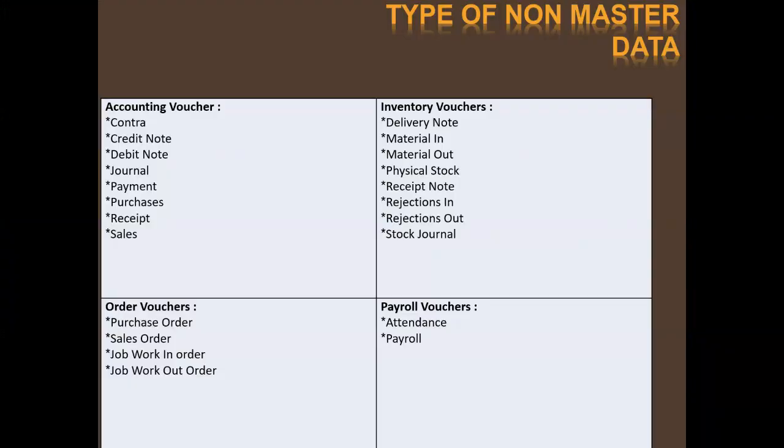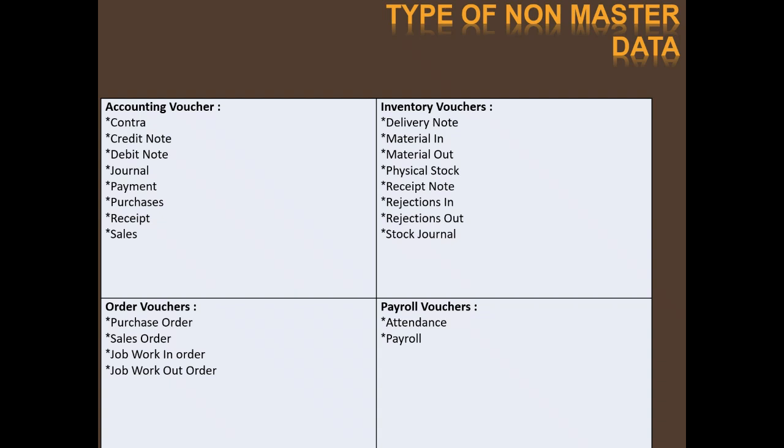After understanding the groups, there is groups and ledger. Then the important thing is vouchers. Vouchers are divided into four parts. The first is accounting voucher, inventory voucher, order vouchers, and payroll vouchers.